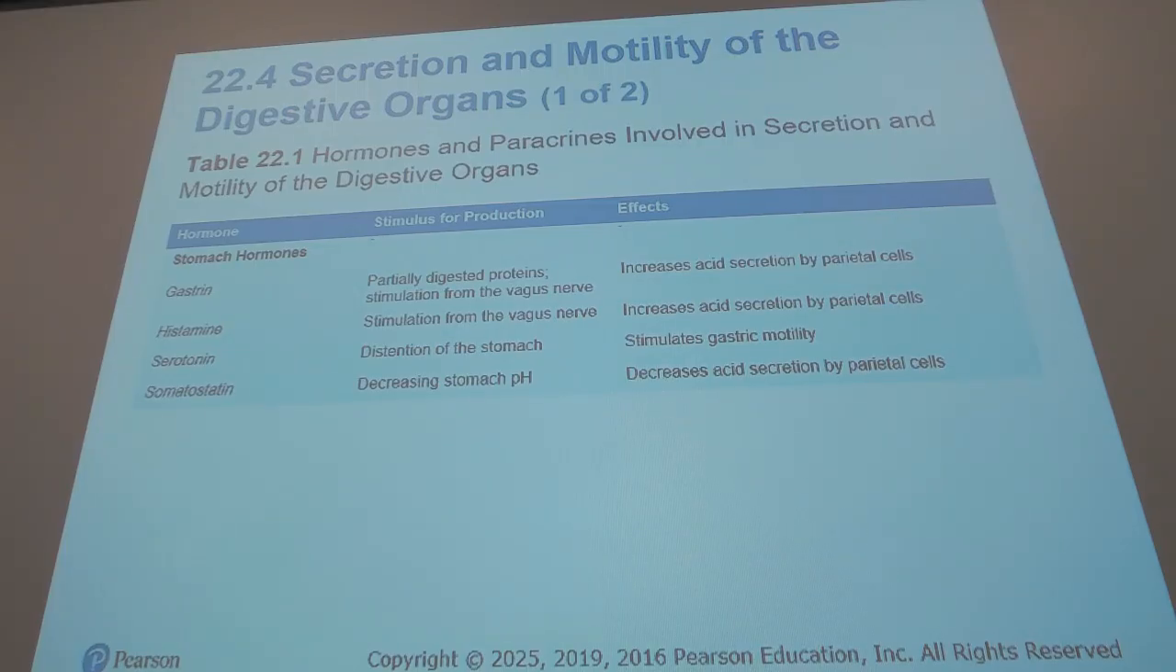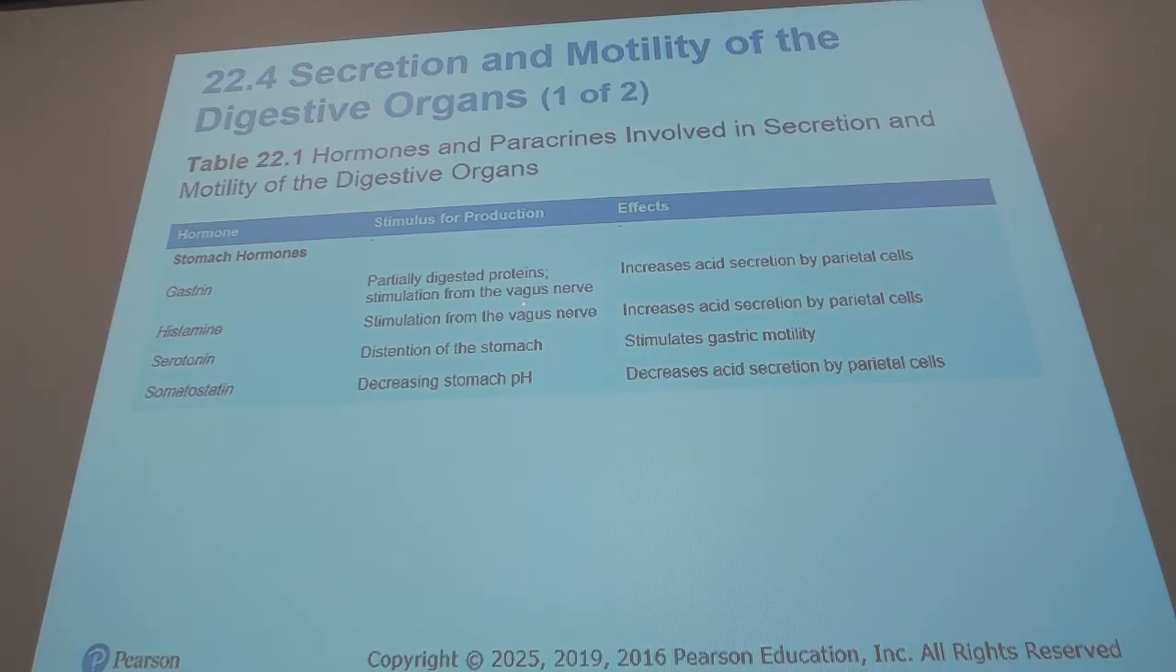So here is a table showing you the action of these different enzymes and molecules. Not all are enzymes. So gastrin, this one partially digests proteins, and it's released when you stimulate your vagus nerve, increasing the acid production by your parietal cells. So it's an indirect effect. This is a hormone, it's not an enzyme. So gastrin stimulates the secretion of acid so you can digest your proteins.